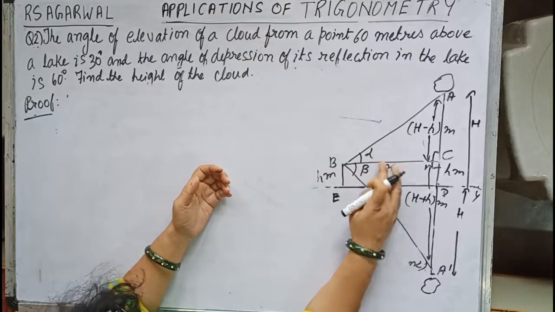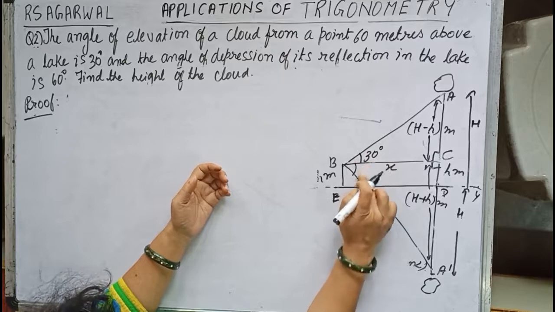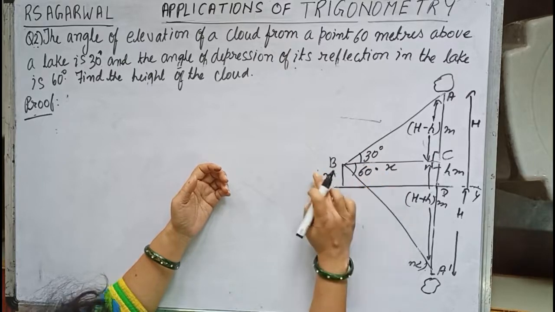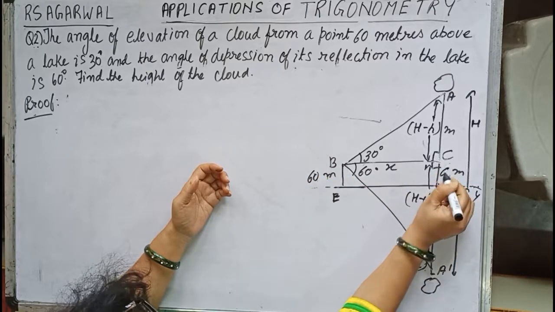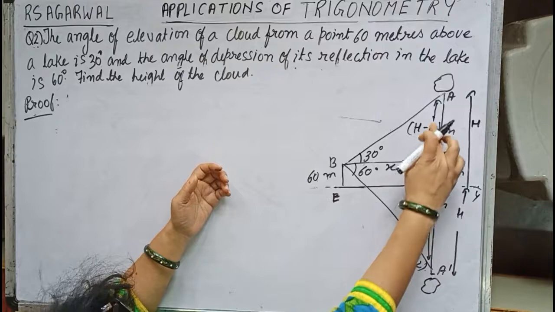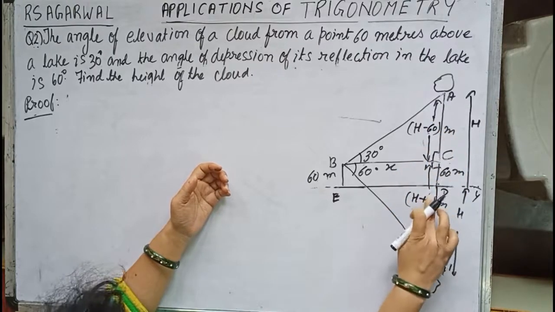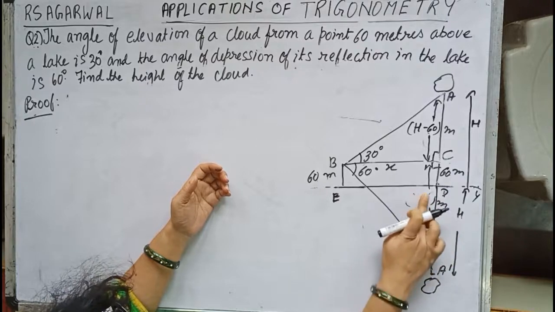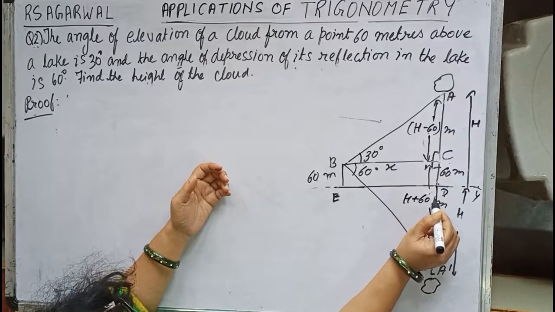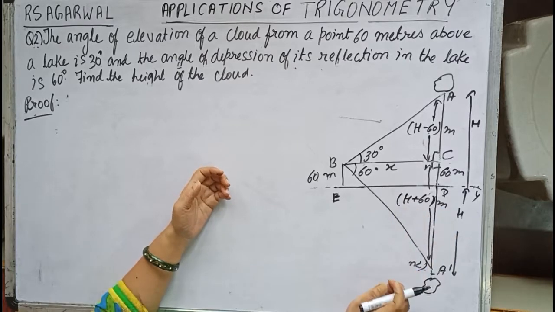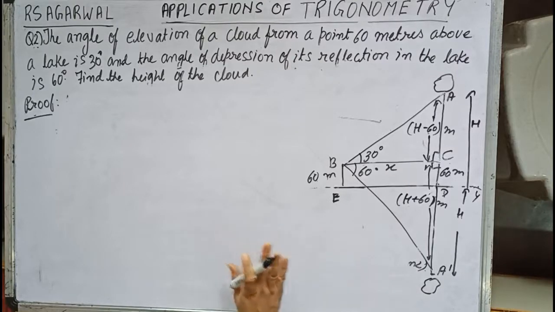Whatever is given, we will be writing over here. Alpha is given 30 degree. Over here it is given 60 degree. This is how much? 60 meter. So over here capital H minus 60, and over here capital H plus 60 meter. And anything else to be changed? No, the rest is correct.